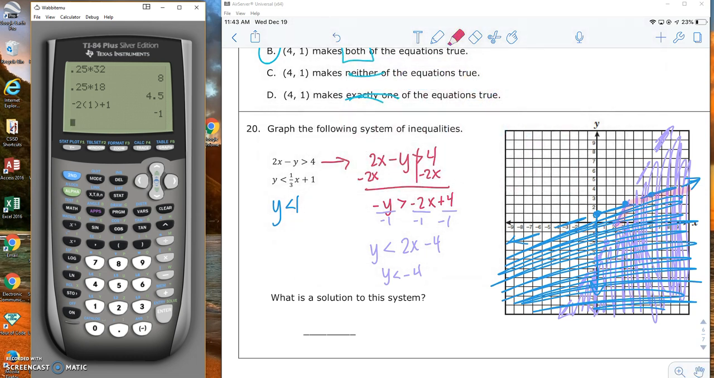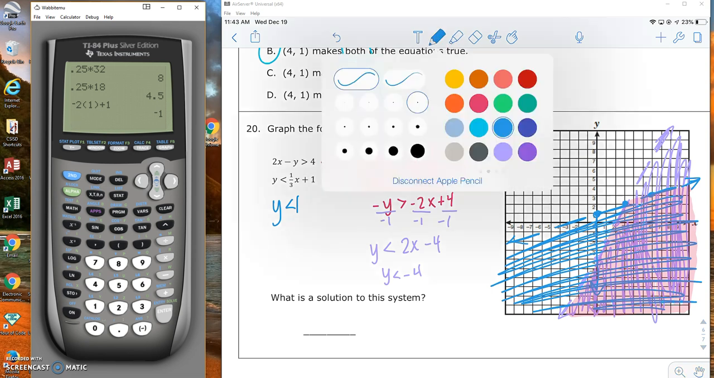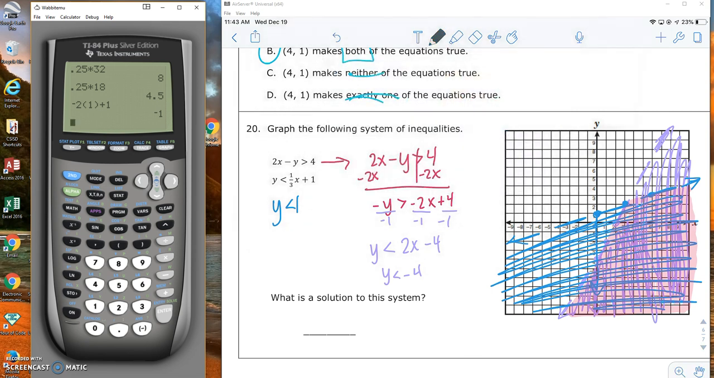So my solution set is anything in this bottom trapezoid, down here where the blue and the purple on my thing overlap. So when they ask for a solution to the system, it can be anything in this pink area. So I could pick 10, 0 way out here. I just need to make sure it's in my double shaded area.